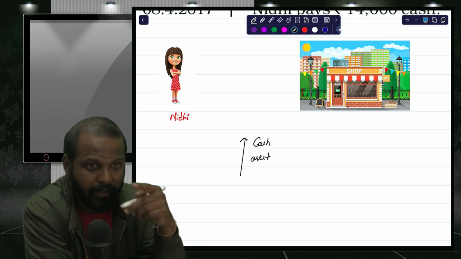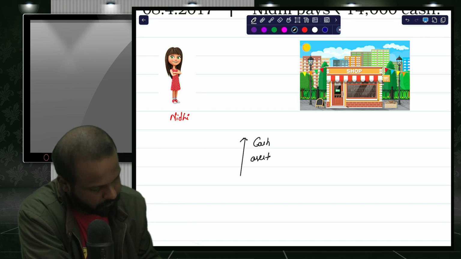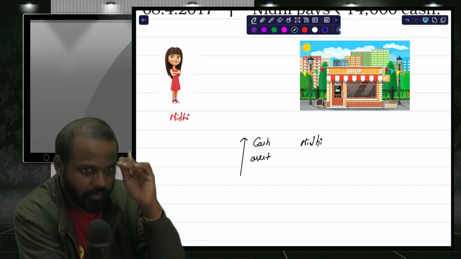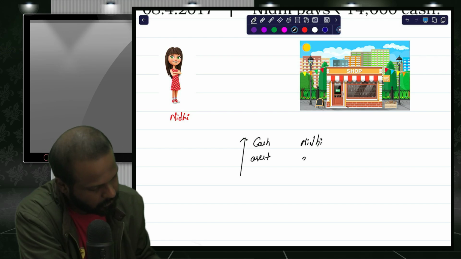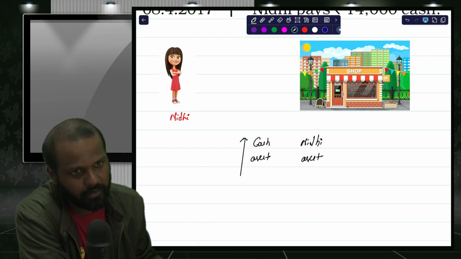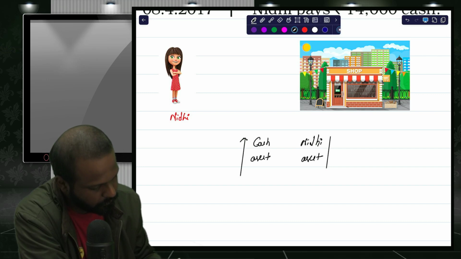In your books, you have already recorded one asset in the name of Nidhi. You have recorded an asset in the name of Nidhi by 14,000. Now that 14,000 will become zero because you have collected the money. Reduce the balance. So in your books, you have recorded Nidhi as an asset, so you need to decrease it.